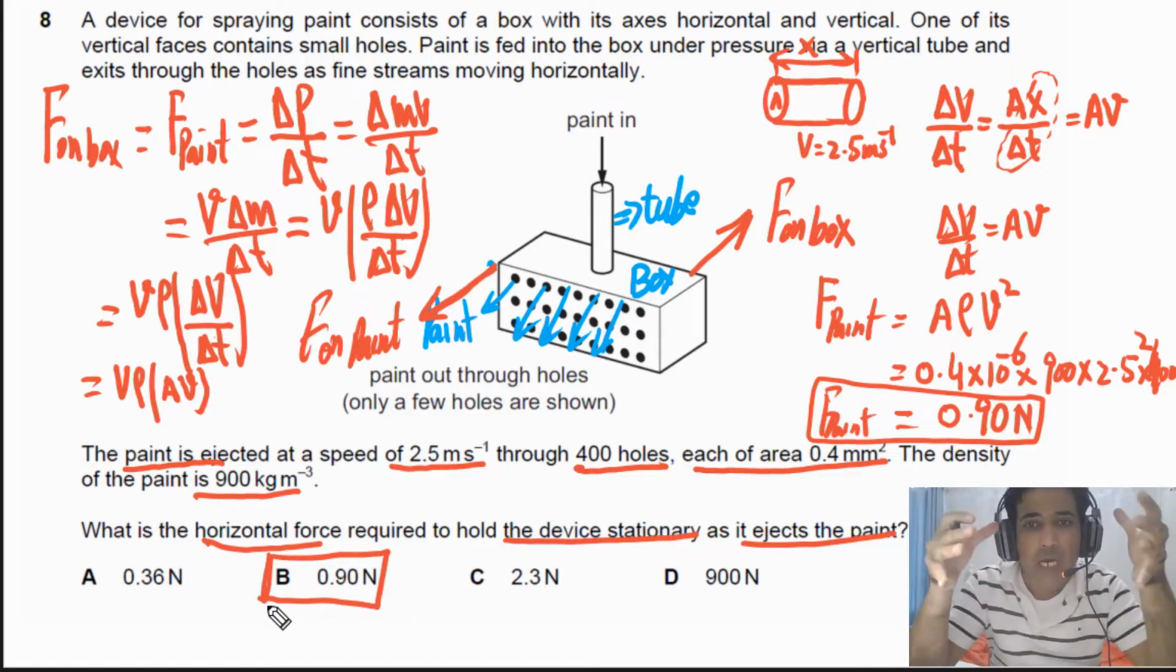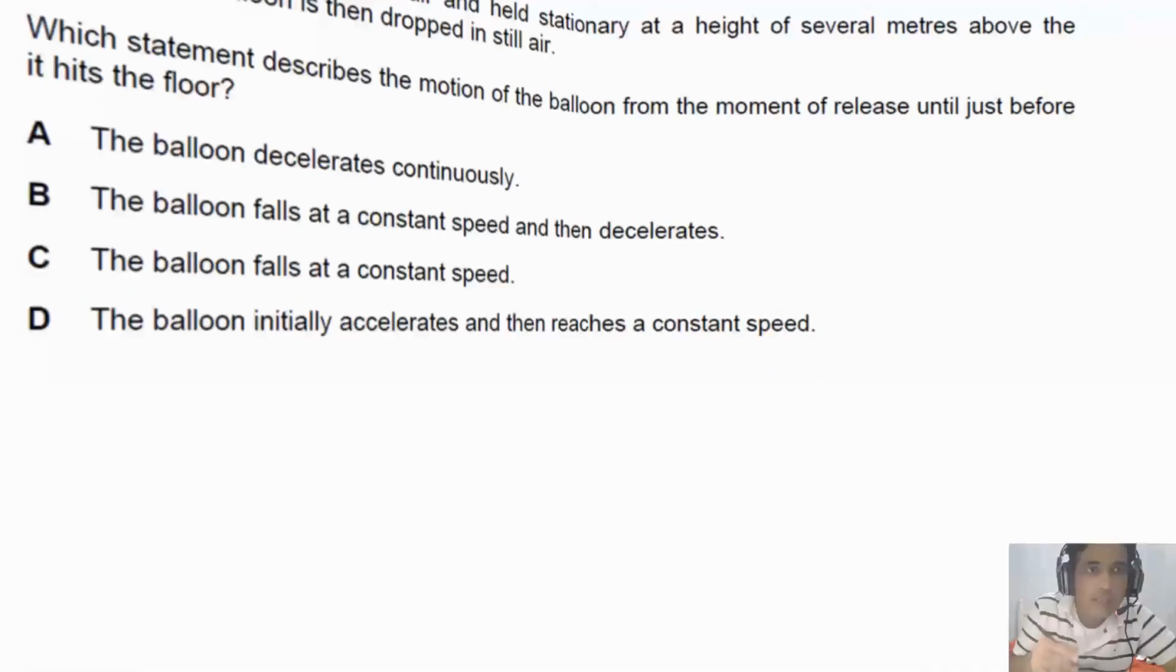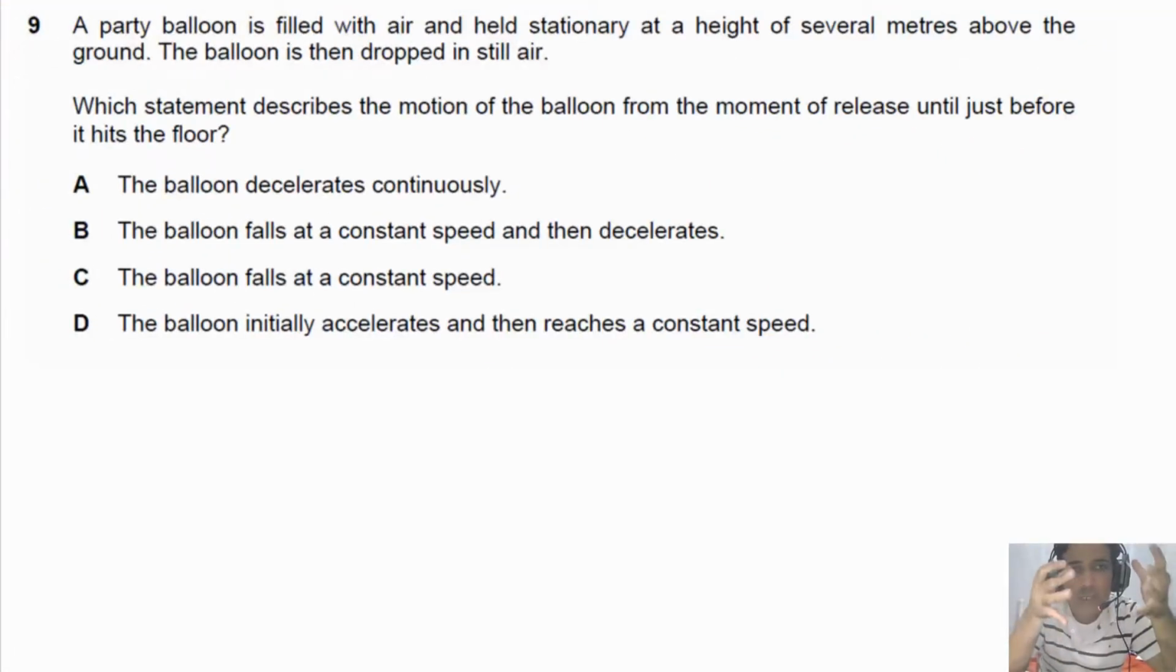This is how we can approach this kind of problems. So the resultant force on the paint is equal to rate of change of momentum of paint. Let's move on to question 9. Question 9 is quite simple if your concept is clear. But if your concept is not clear about acceleration, deceleration, and speed, then this question is a very tricky one.